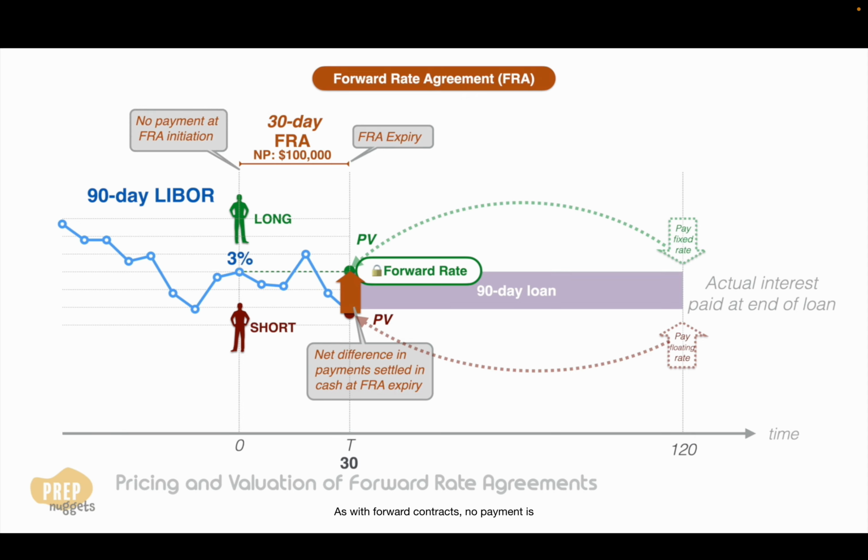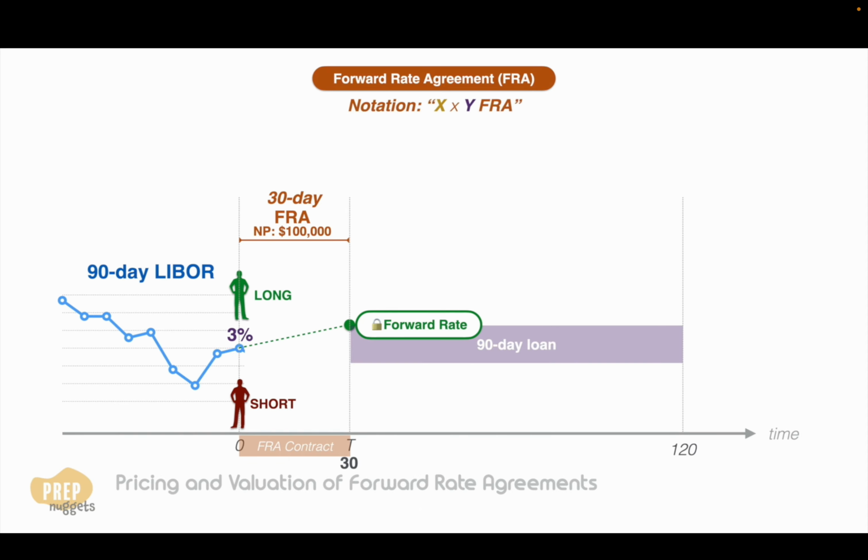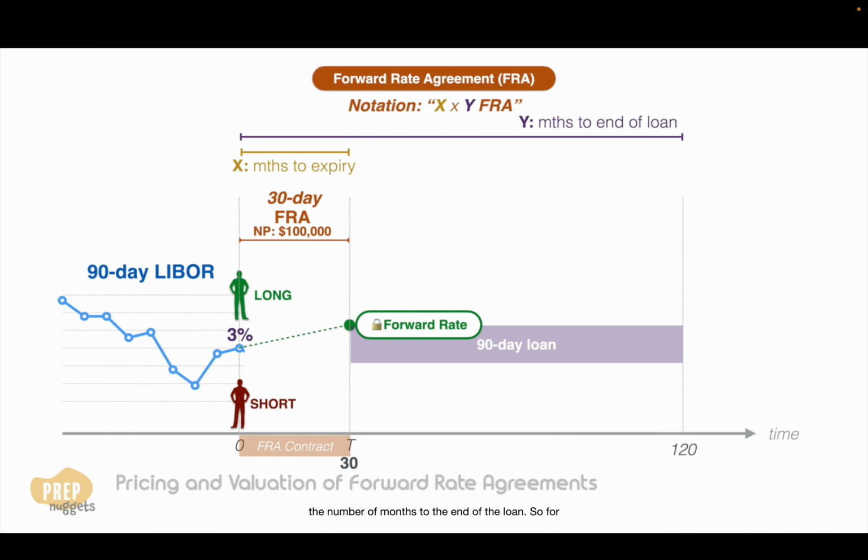As with forward contracts, no payment is made at initiation. Be very clear that the FRA contract only covers the period before the initiation of the loan, so payments must be made here. What either party does after settlement is not within the terms of the contract. As the FRA contract has already been settled, neither party is obligated to enter any loan agreement with each other or with any other parties. FRAs are identified in the form of X by Y, where X denotes the number of months to the expiry of the FRA contract, and Y is the number of months to the end of the loan. So for this case, this is a 1 by 4 FRA.